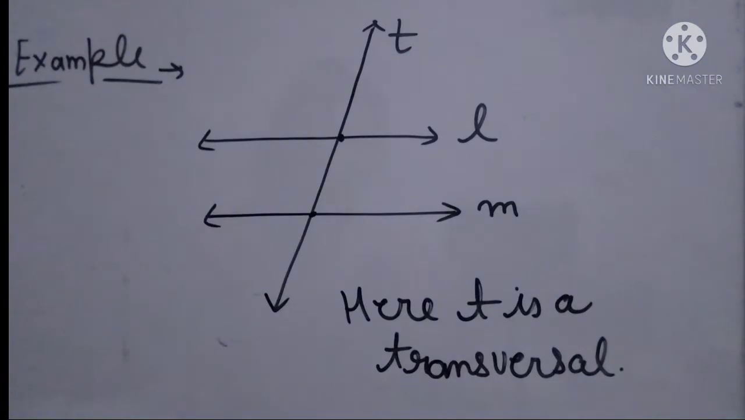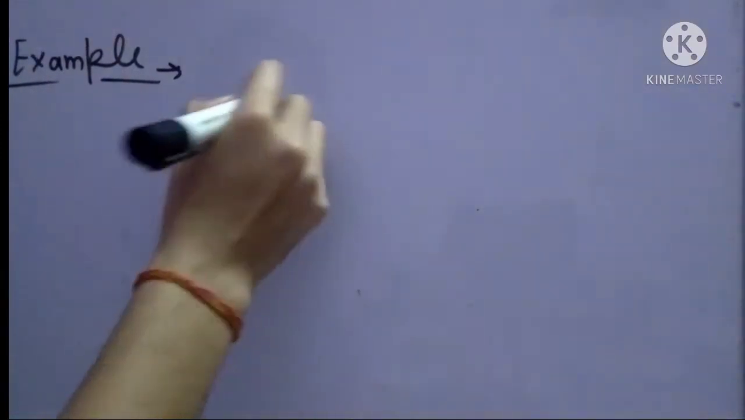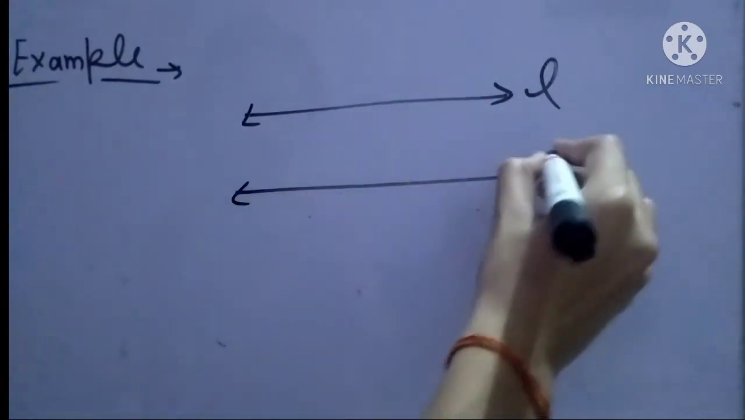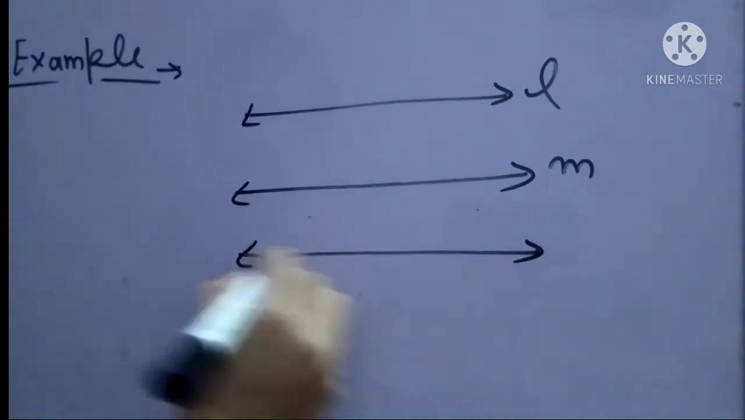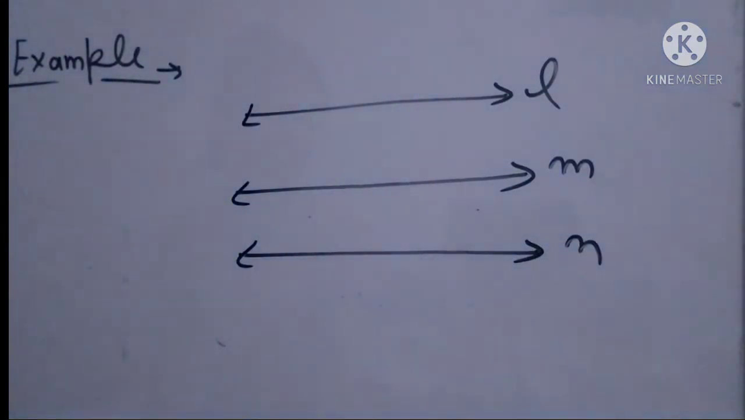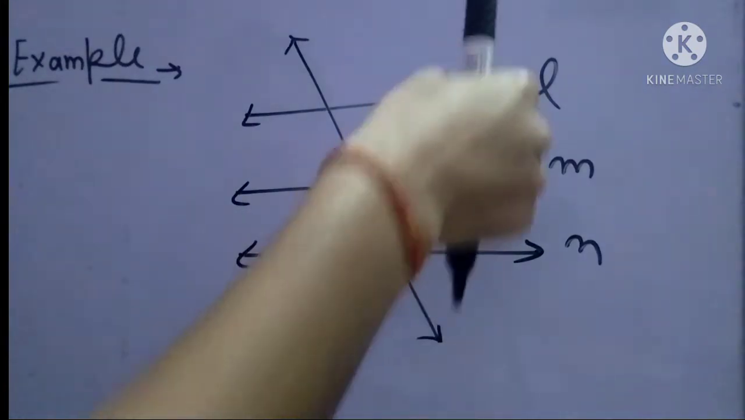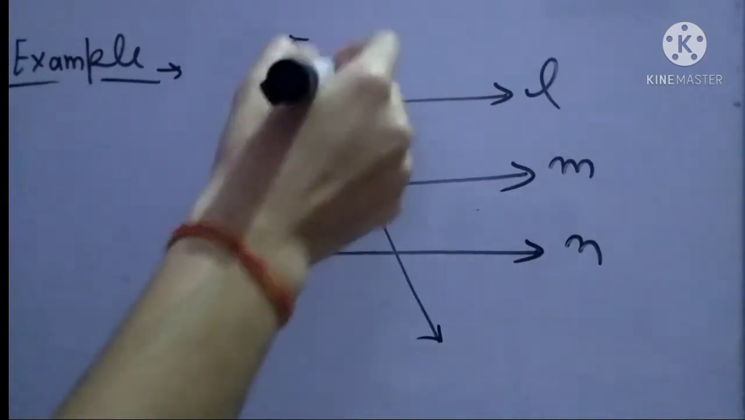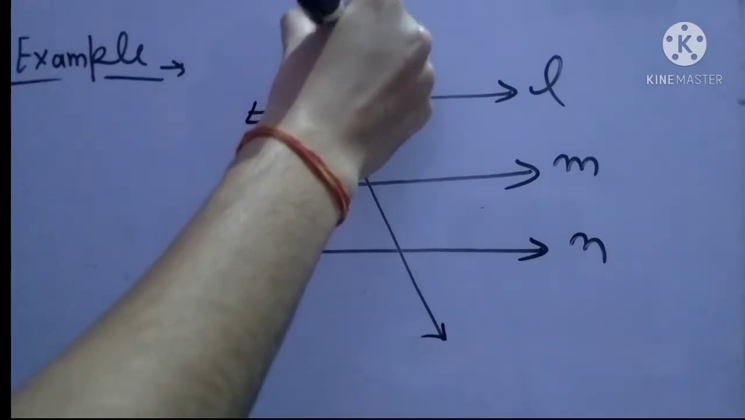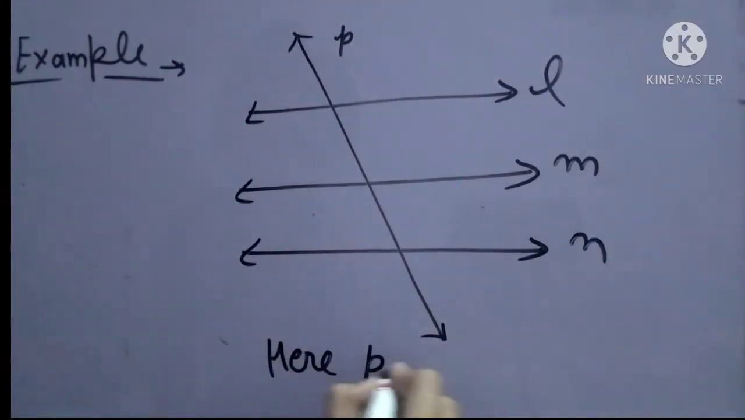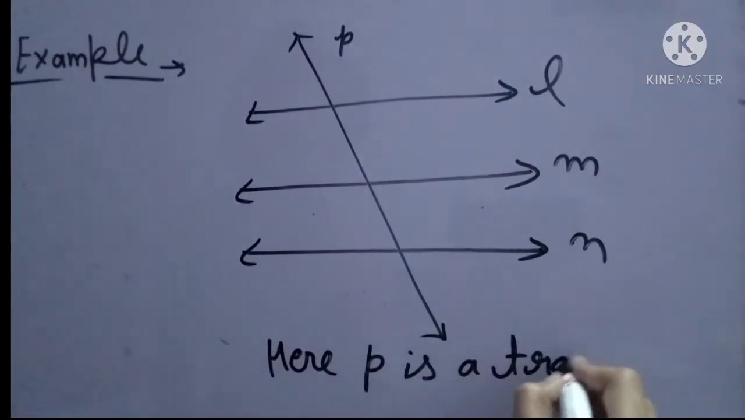Okay. If we have more than two lines, suppose this is line L, this is line M, and this is line N. So again a slant line which intersects these lines at different points, that slant line is called a transversal. So this is a slant line which intersects these three lines at different points. So this is a transversal P. Here P is a transversal.